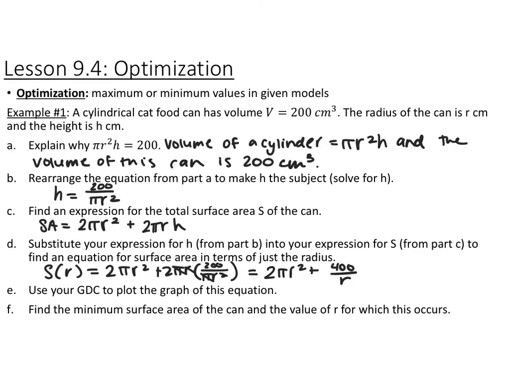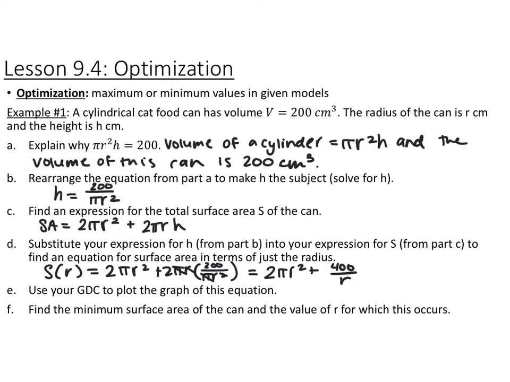The reason that pi r squared h is equal to 200 is because the volume of a cylinder is pi r squared h and the volume of this specific cylindrical can is 200. So those two are equivalent to each other, given that the radius is r and the height is h. So then using this, we want to solve for h. I just divided both sides by pi r squared, so you get that h is equal to 200 over pi r squared.